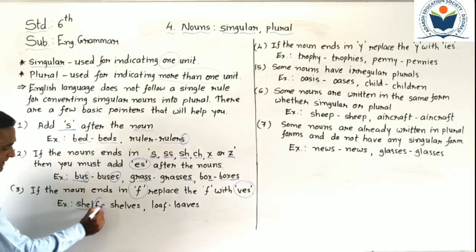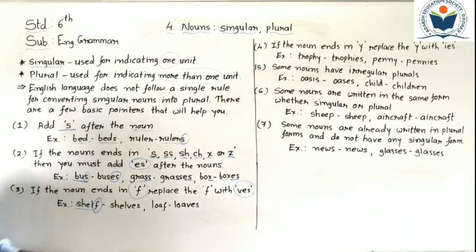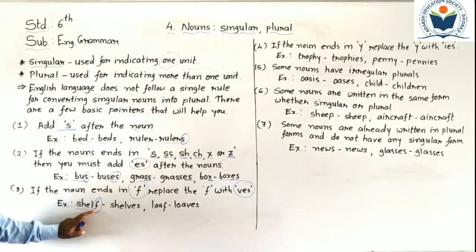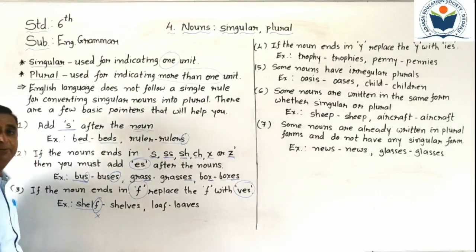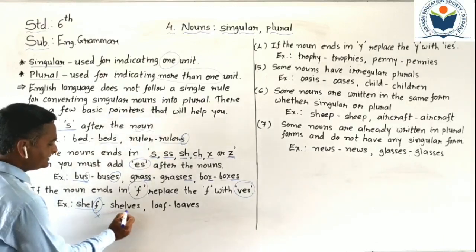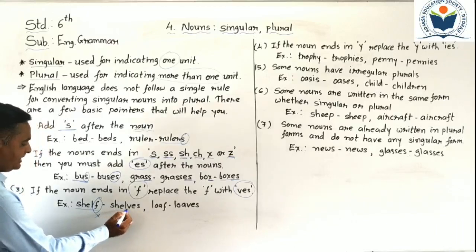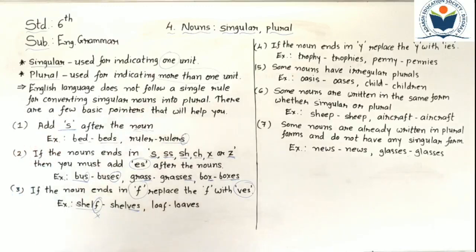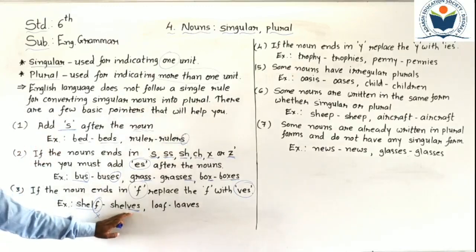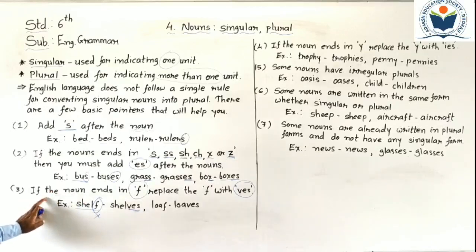The last letter of self is f. So while converting into plural form, instead of f, we have to put ves, and remove the f here. So the plural becomes selves. Instead of f, we have to put ves. So now it is converted into plural form. This rule you have to keep in mind.